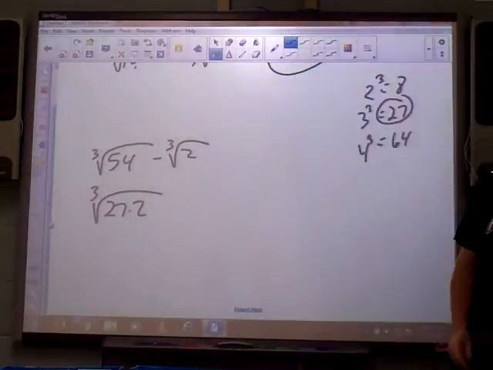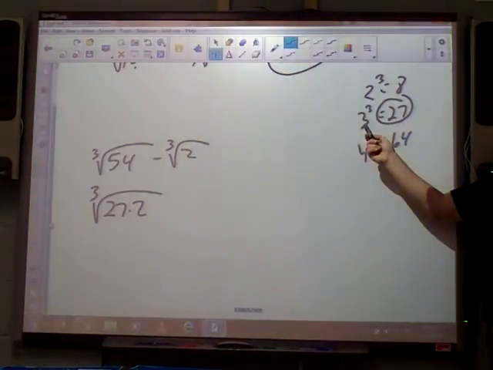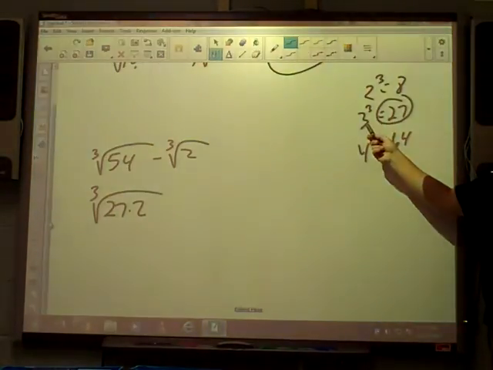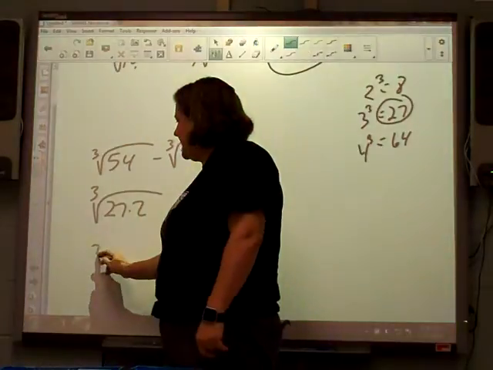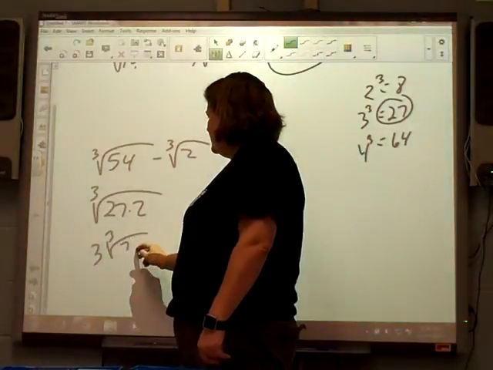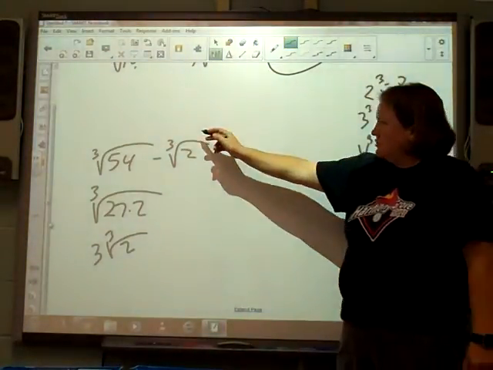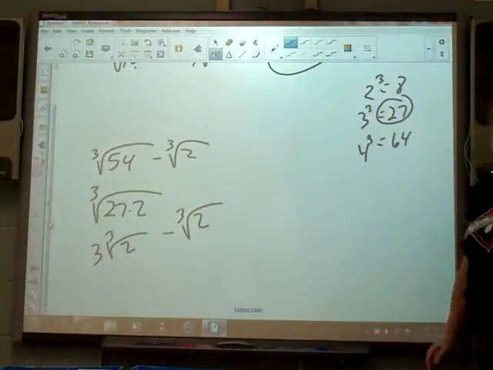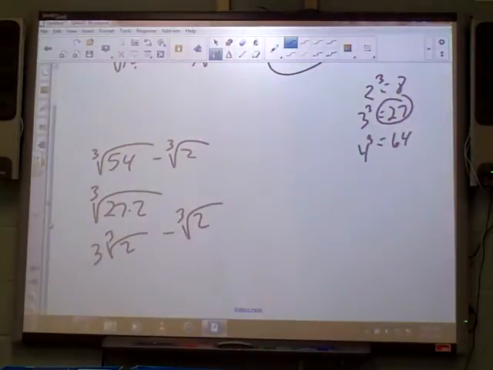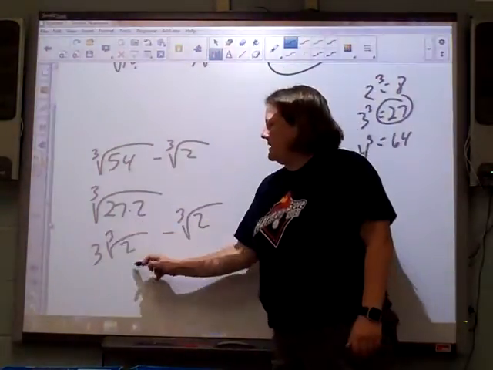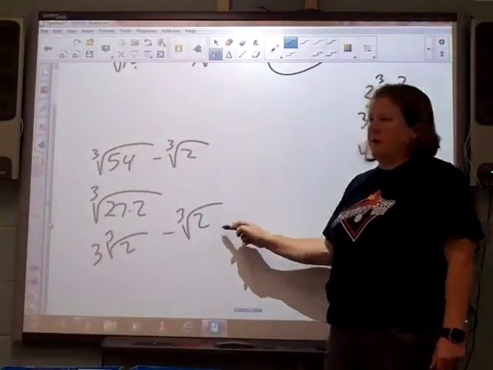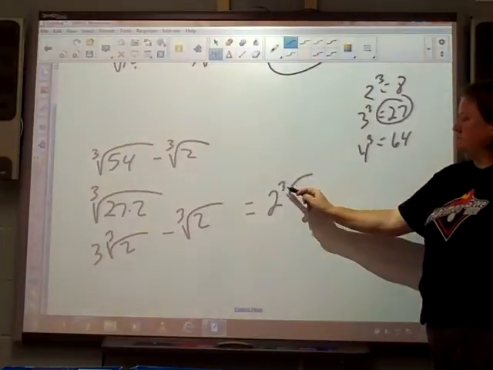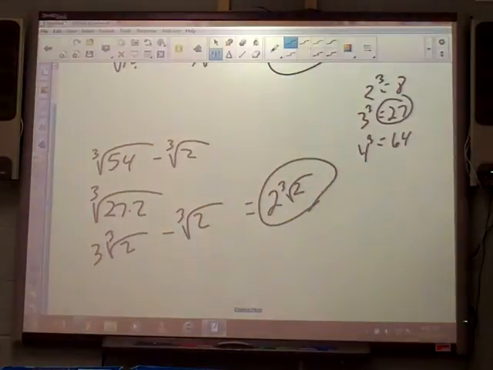We're breaking that one down. And what's the cube root of 27? 3. So the 3 gets to come out and play, and the 2 stays in. Now drop down that other one that we had. Now it's just like the first problem. I have 3 of these, and I'm subtracting 1 of those. What do I got? You have 2 of them. Good job.